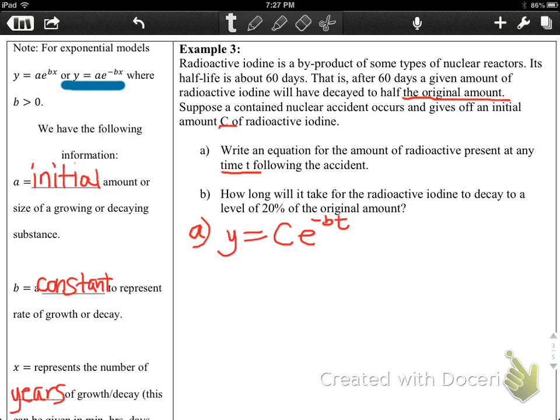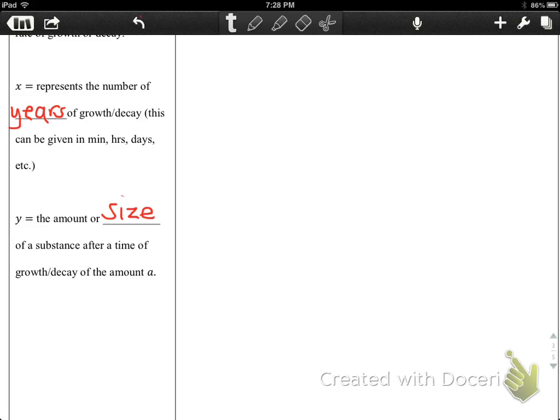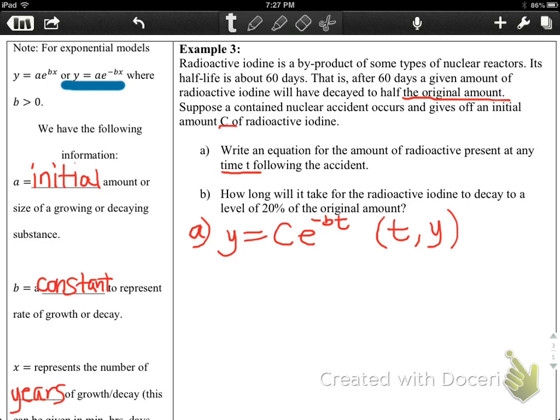Okay, and so the other information we're given, let's look at it as the point. Since it's in terms of T and Y, let's use T for time and Y. Remember again, T represents our time and Y represents the amount or size of a decaying substance after a time of growth or decay of a certain amount. I just wanted to go back to show you that.